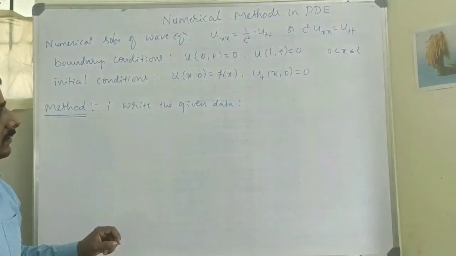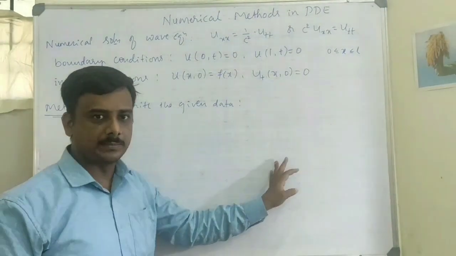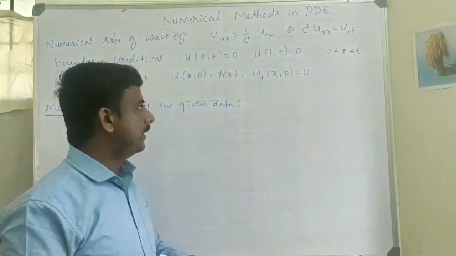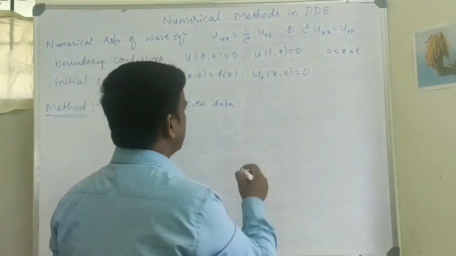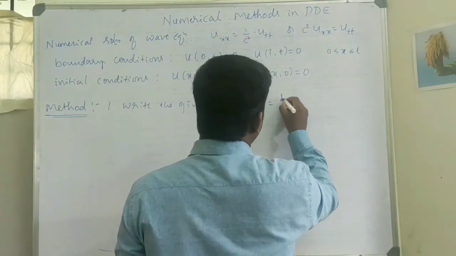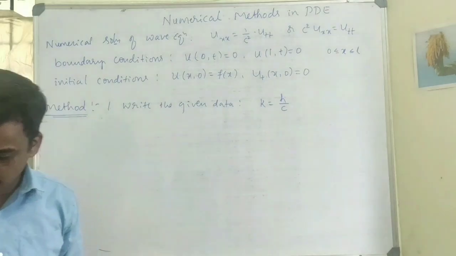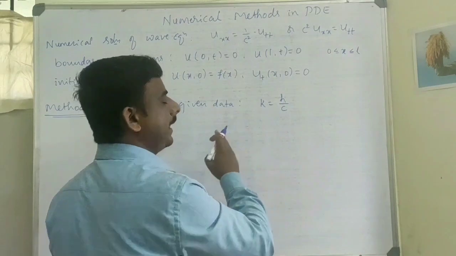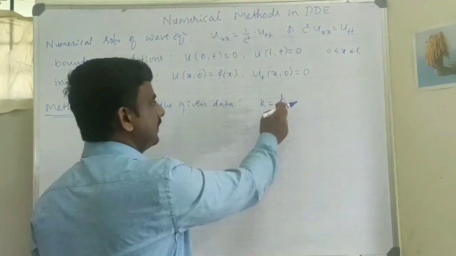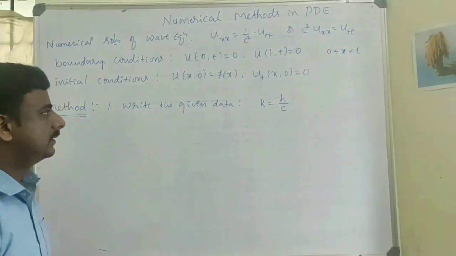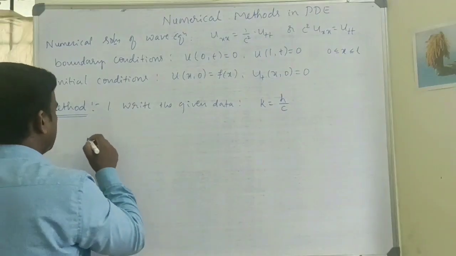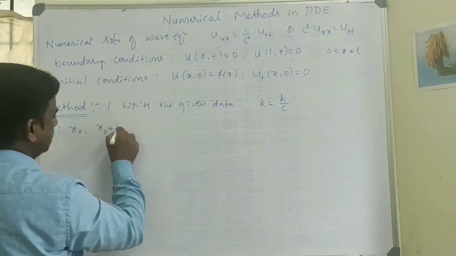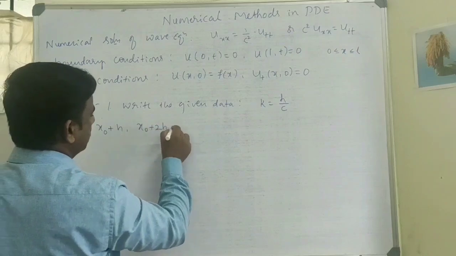To construct the rectangular table or rectangular mesh, we want the value of h and also the value of k. If only h is given, then k can be computed using the formula k equal to h by c. That is the formula you have to use to compute k. Usually h will be given, or h and k both will be given. Then I have to write the points x0, x0 plus h, x0 plus 2h and so on.